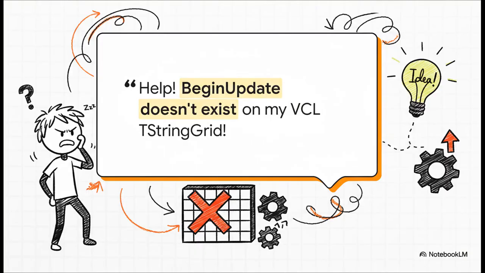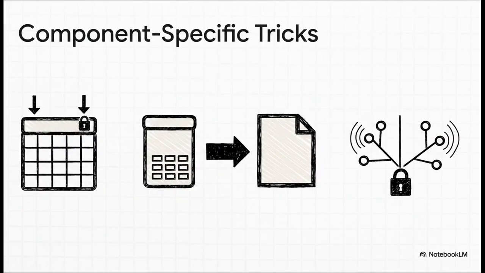And here is a classic gotcha. A developer tries to be good and optimize their TStringGrid. They type it in and BeginUpdate doesn't exist. It's that moment of pure frustration. But don't worry, there's a way around it. You just have to know the secret handshake.